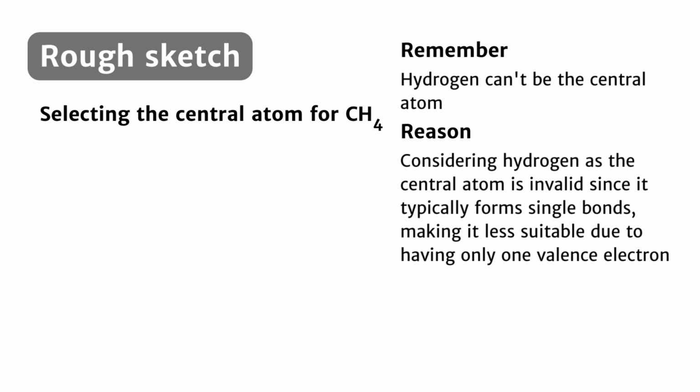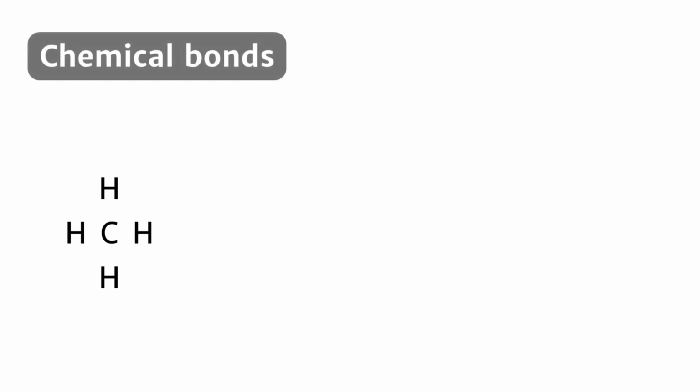Since hydrogen generally forms single bonds due to having only 1 valence electron, it is less suited for the central role. Therefore, in the case of CH4, consider positioning carbon at the center with 4 hydrogen atoms arranged around it. 2 electrons represent a single chemical bond.